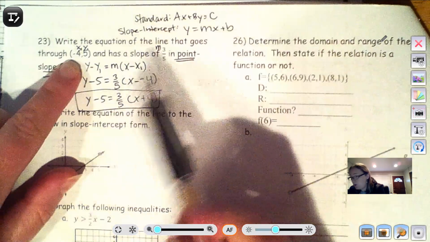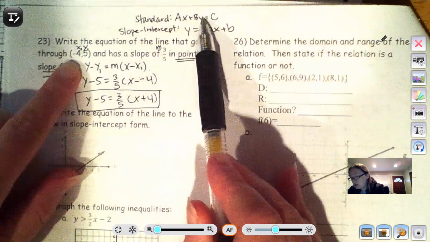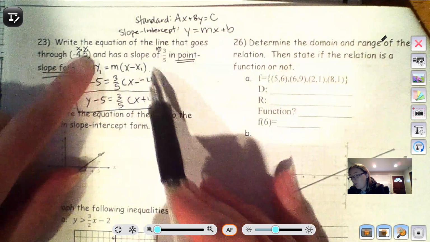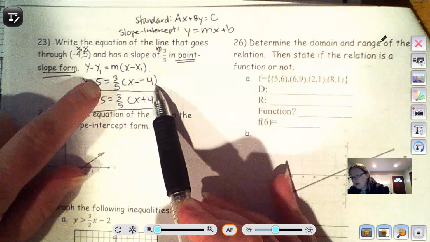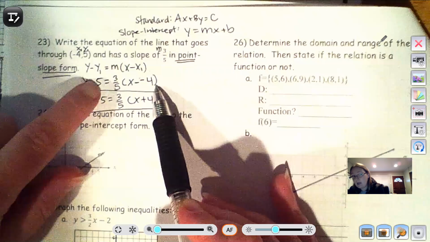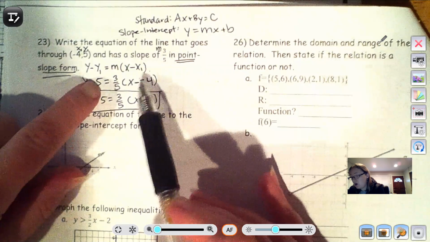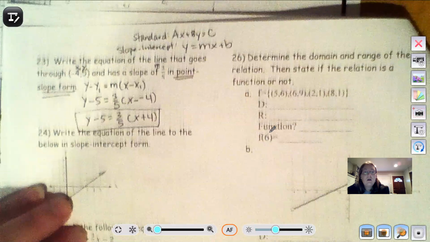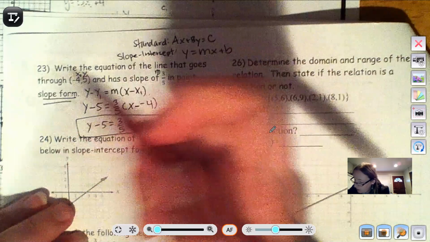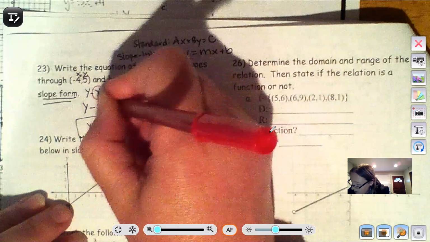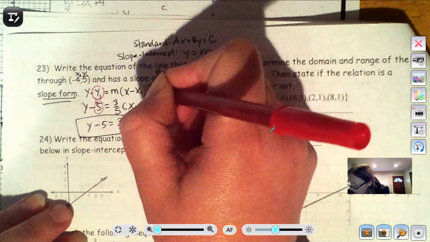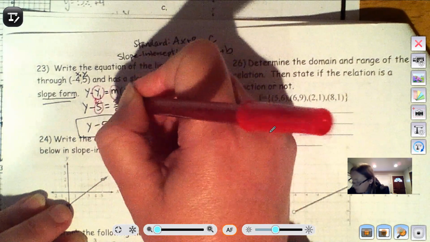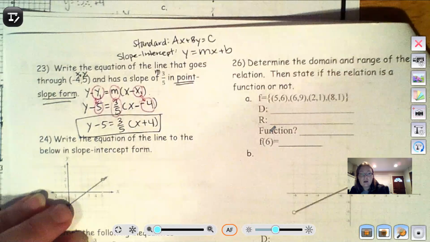When we have equations, we want to have an x and a y, and so we don't fill it in for the y, we fill it in for the y sub 1. It's the one and only point we're given. And if you're given 2 points, you just pick either one. So I plugged it in. When you do point slope form, you literally plug in your point value and your slope.